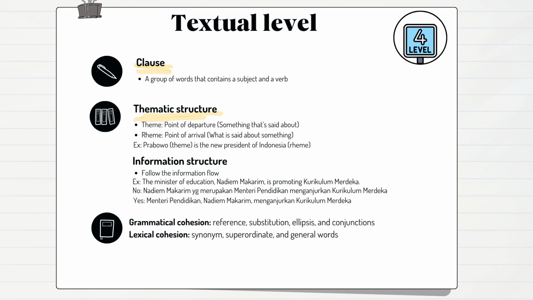Simply put, theme is what the clause is about and rheme is what is said or what the speakers say about the theme. Pertaining to information structure, a translator has to be aware of given information and new information. A translator follows the flow of information in the source text and then translates it to the target text.